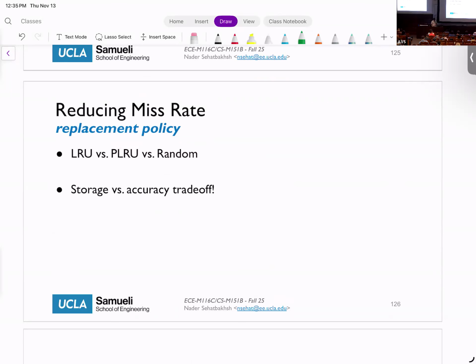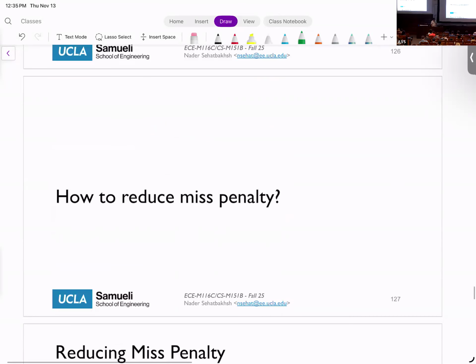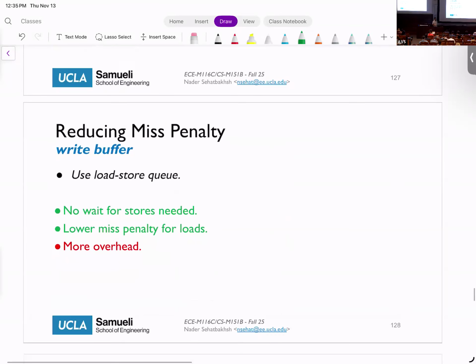Okay, let's talk about miss penalty and hit time as well. So there are a few things on the miss penalty and a few things on the hit time. One way of reducing the miss penalty is using what we call write buffers.